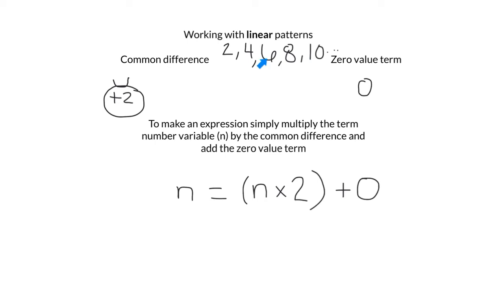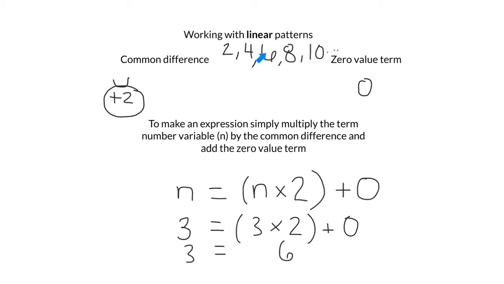So let's do the third term, 6. So that would look like this. N, in this case, is 3 because it's our third term. So the third term equals 3 times 2 plus 0. And we know that 3 times 2 equals 6. So the third term is in fact 6. Let's try one more to make sure that our equation is right.